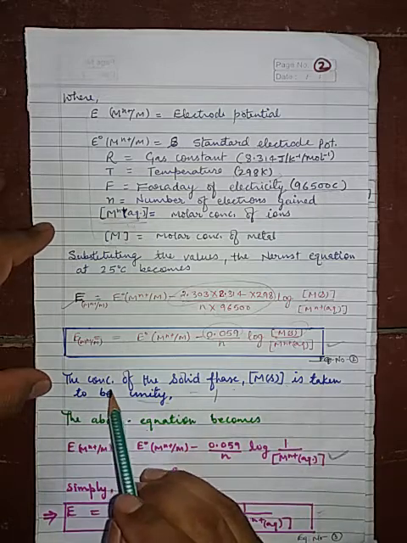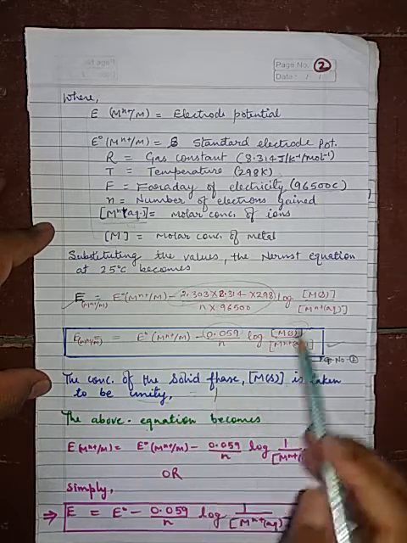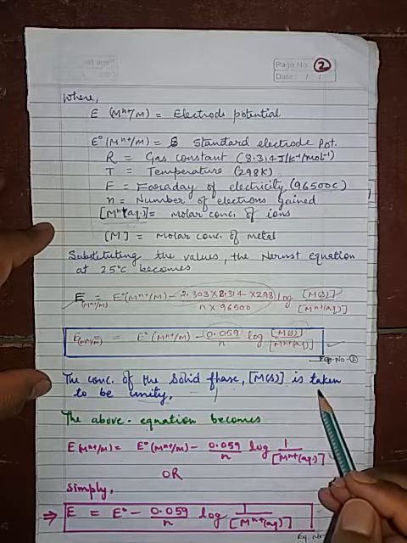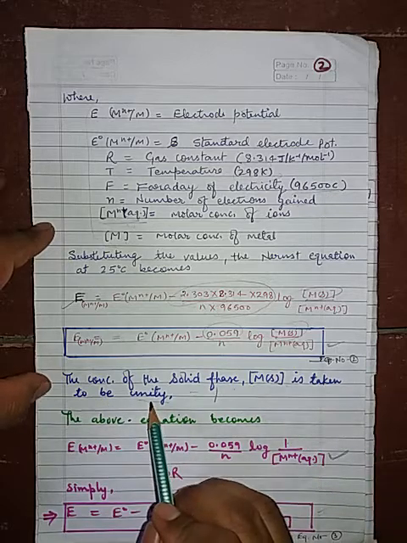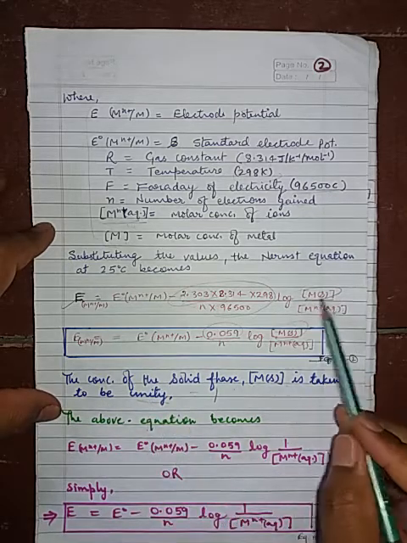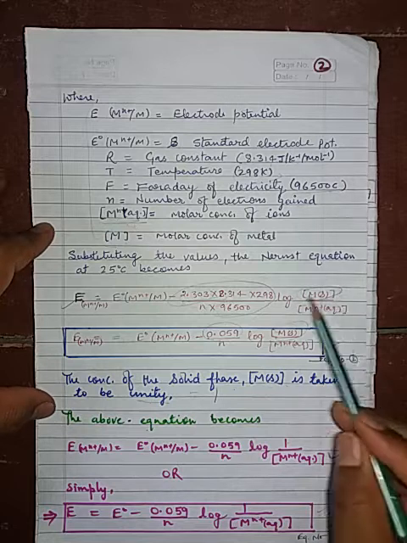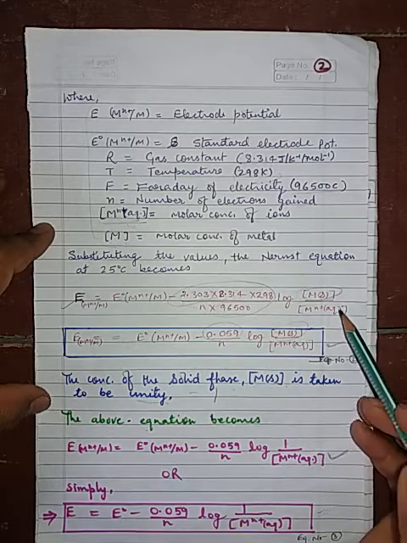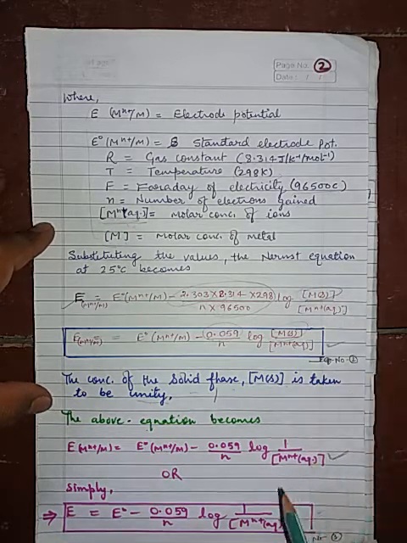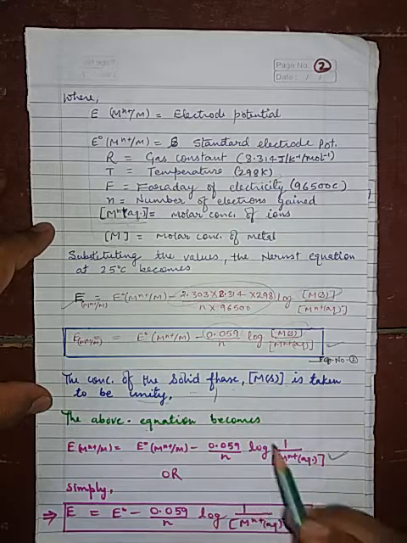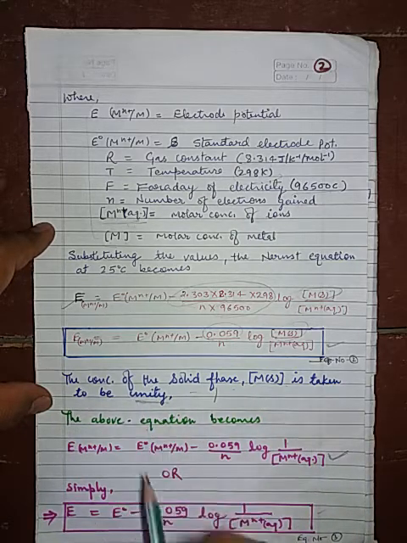Now one more point: the concentration of the solid phase is taken to be unity. Why? Because there is no role of these types of atoms. Why? Because they are not present in ionic form, in a dissolved form. Therefore, their concentration should be taken as 1.